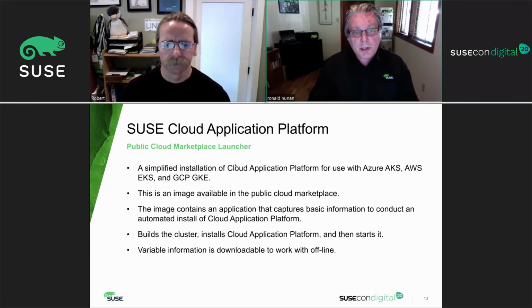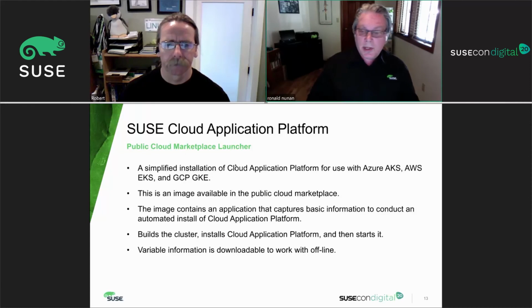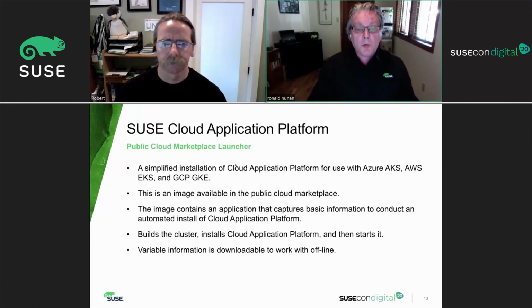But this particular image, if you start it up, will capture some of the basic information needed to do an install. It will create and provision the cluster according to the information you give it. And then it will install Cloud Application Platform bits into that environment and start it up for you. Then it provides you the ability to download some of the variables that you used in creating that environment. And then it'll disappear. It's an ephemeral image or application. It starts, it stops, and leaves you with a running Cloud Application Platform. That's what we're going to do. We're going to go through that in the demo. Actually, I shouldn't have switched slides. So that's what we're going to show you and walk through in the demo.